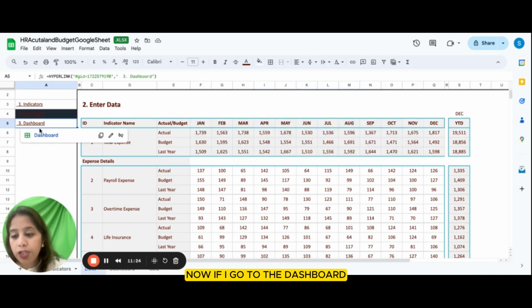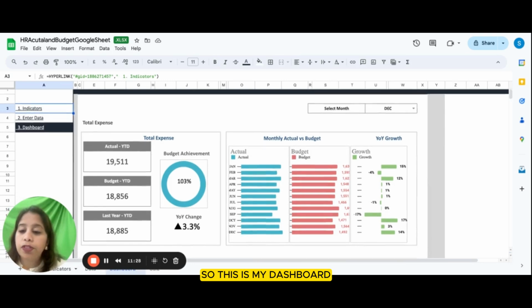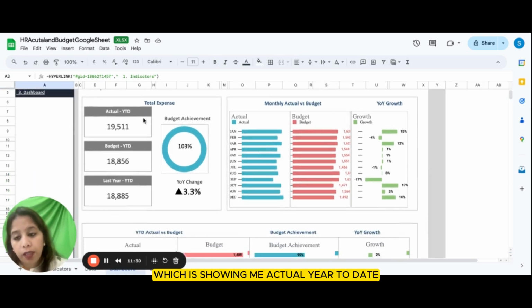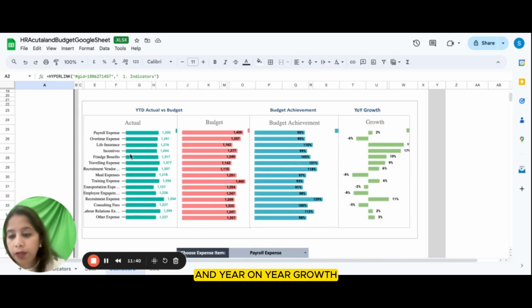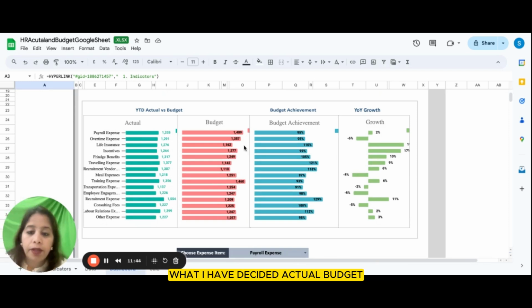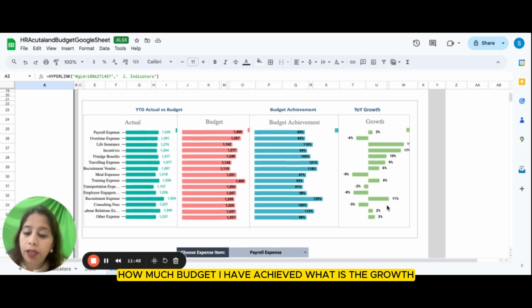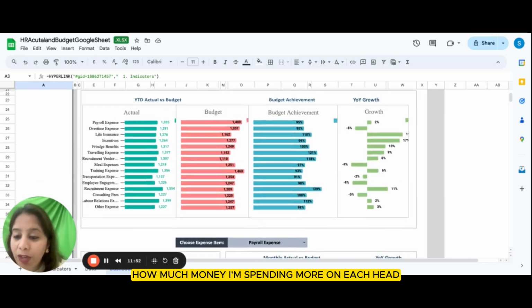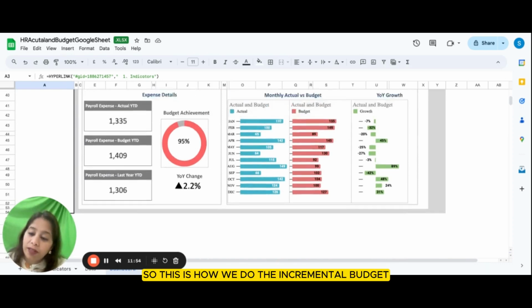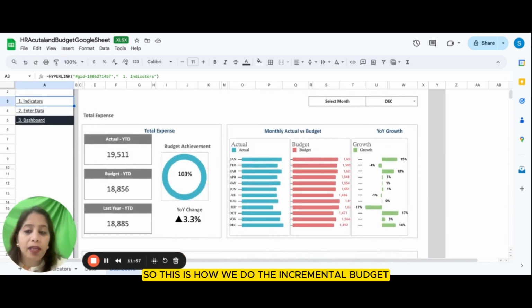Now if I go to the dashboard, this is my dashboard, which shows me actual year to date, budget year to date, and last year. This is monthly actual versus budget and year on year growth. And these are my expenses on the different heads I have decided: actual, budget, how much of the budget I have used, what the growth is, and how much more money I'm spending on each head. So this is how we do the incremental budget.